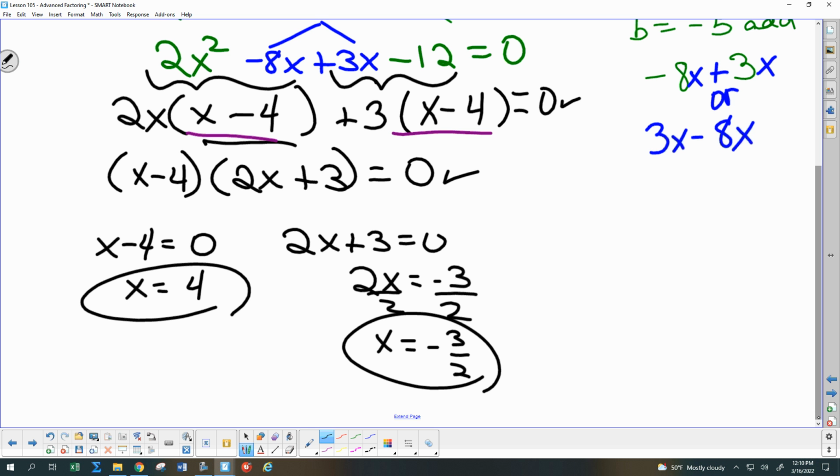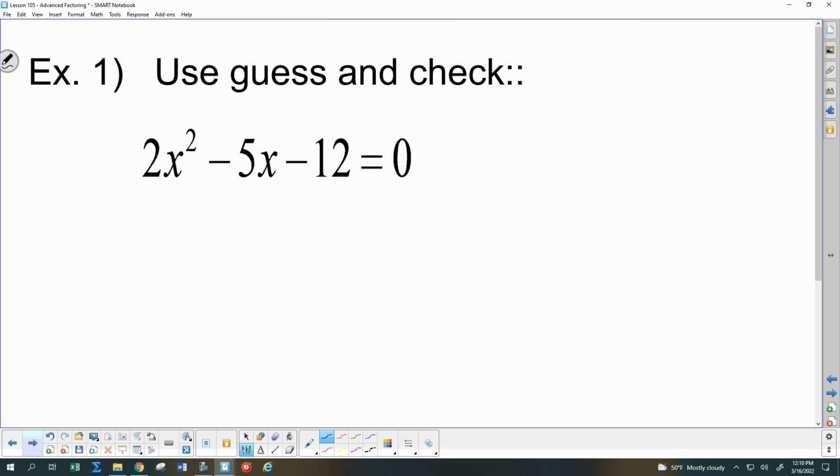Questions with that one or the AC method in general? We're going to do a couple more. We'll do one more with AC method, and we'll do a little bit of guess and check. Okay, let's try this one with guess and check, at least start the process. I may decide it's not worth the trouble doing it guess and check.